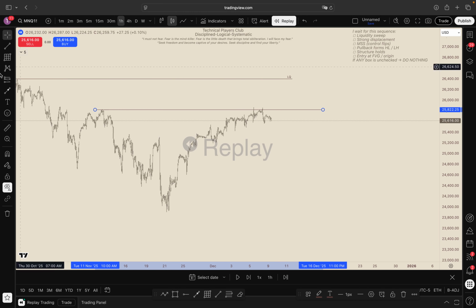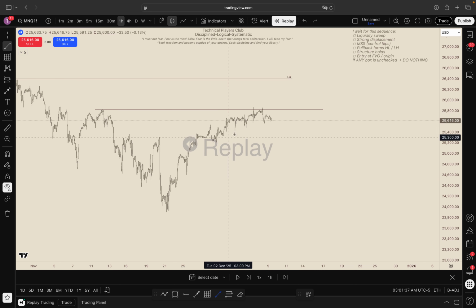All right, so what do we want to get into next? So you understand market structure shifts. Let's get into pullback forms. Pullback forms. That's the next in the checklist. Now, how do I do this? Let me do a quote unquote live example in the replay.